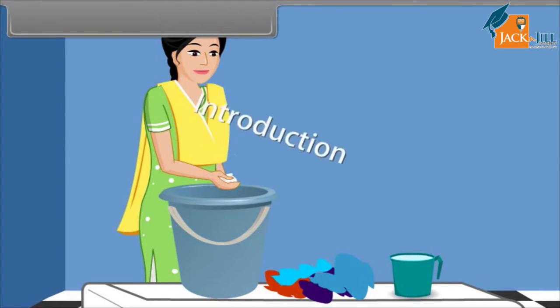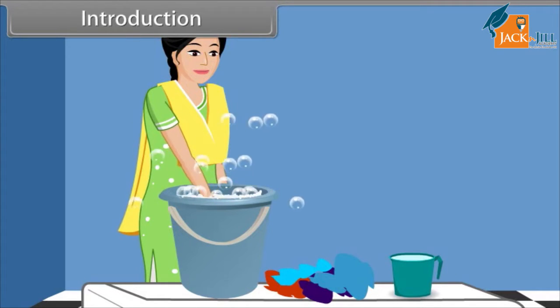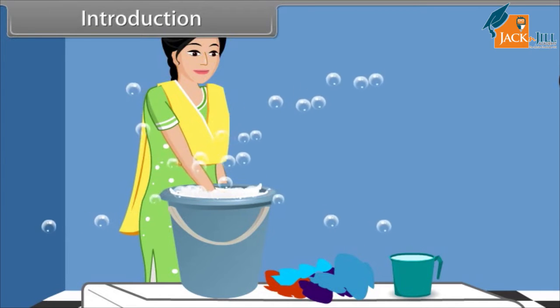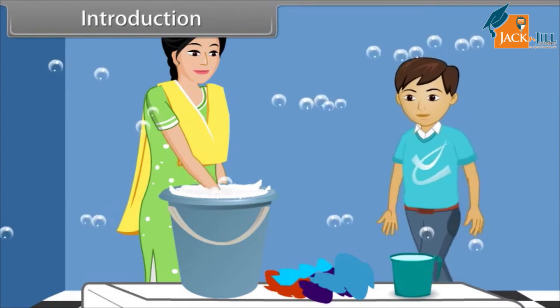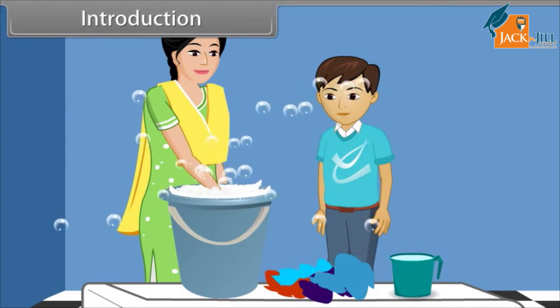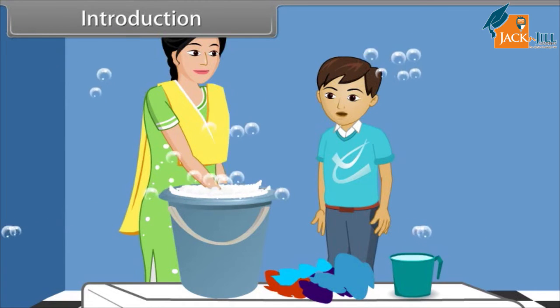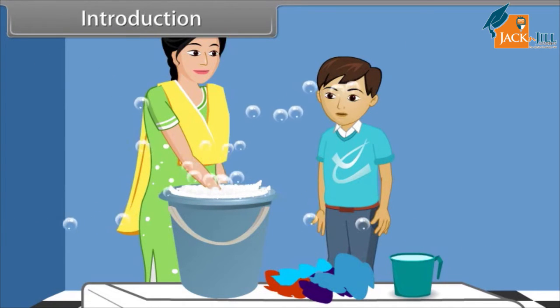Introduction. Ravi's mother is pouring the detergent powder into the water bucket and starts shaking it well by hand. Due to this, a lot of soap bubbles are produced and come out of the bucket. Ravi, watching this curiously, asked his mother why soap bubbles are stable while water bubbles are not.